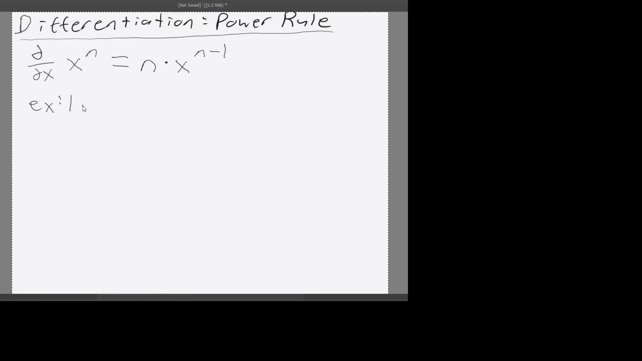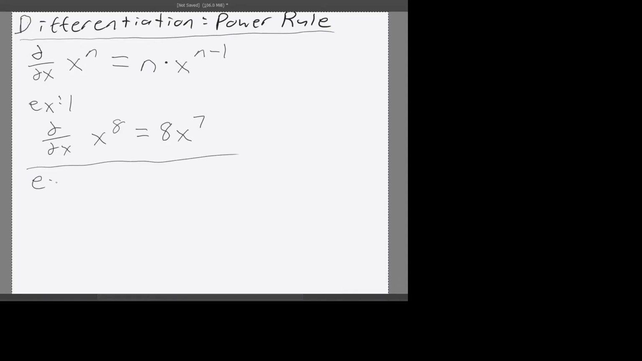So for example 1, imagine I'm giving d over dx of x to the 8th power. What I'm going to do is put the 8 out in front. I'm going to keep my x, and it's now to the 7th power. And that's it. I've completely done that example.